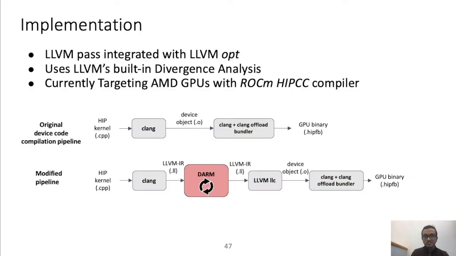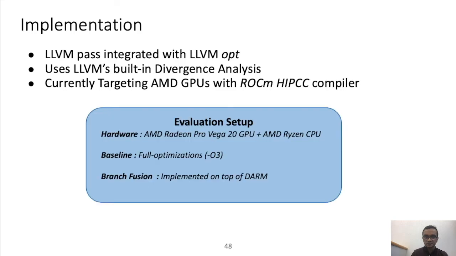We implemented DARM as an LLVM IR transformation pass and integrated it with the LLVM optimizer. We use LLVM's built-in divergence analysis to detect divergent branches during the analysis phase. Currently, we target AMD GPUs that support the ROCm toolchain. Our pass only transforms the device code. Therefore, we modified the device compilation pipeline in the ROCm HipCC compiler to include our pass. We evaluate our approach on an AMD Radeon Pro Vega 20 GPU against a fully optimized baseline and branch fusion. DARM subsumes branch fusion. Therefore, we implemented branch fusion on top of DARM for the comparison.